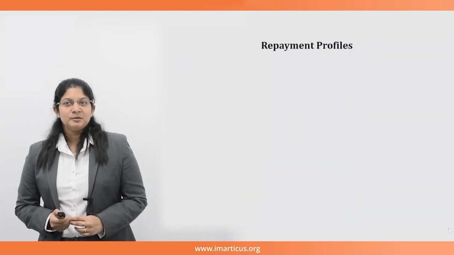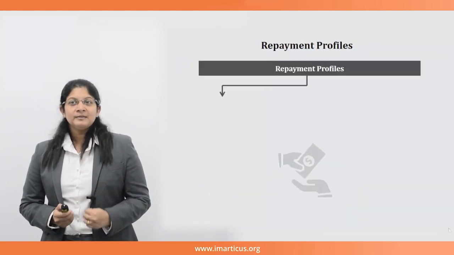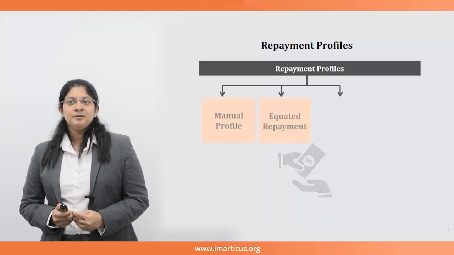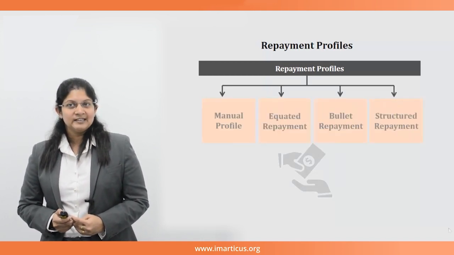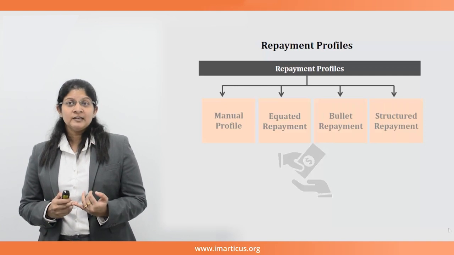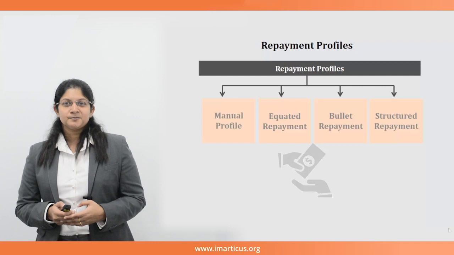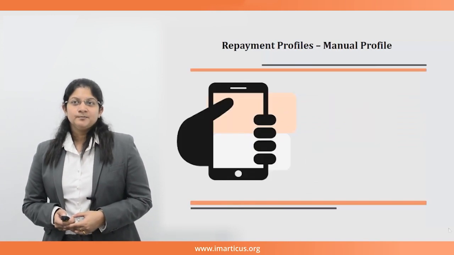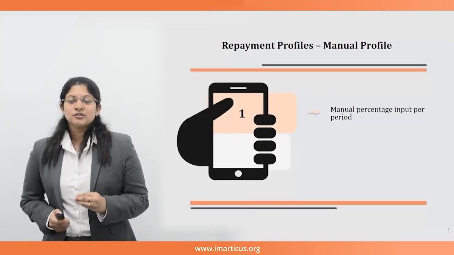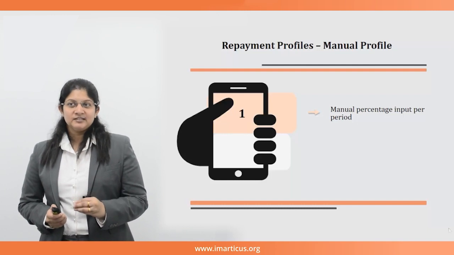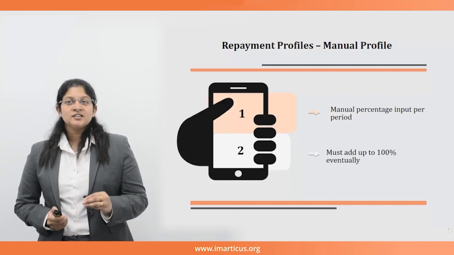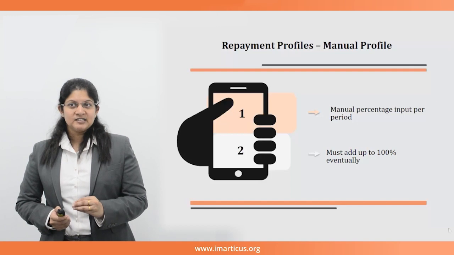Finally, let's study repayment profiles. There are 4 primary kinds of repayment profiles that can be built in financial models when modeling debt. They are manual profile, equated repayment, bullet repayment, and structured repayment. First is the manual profile, which requires a manual percentage input of principal repayment per period. The total of these percentage inputs must add up to 100% eventually.